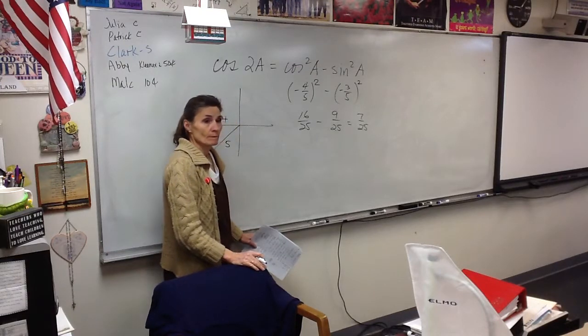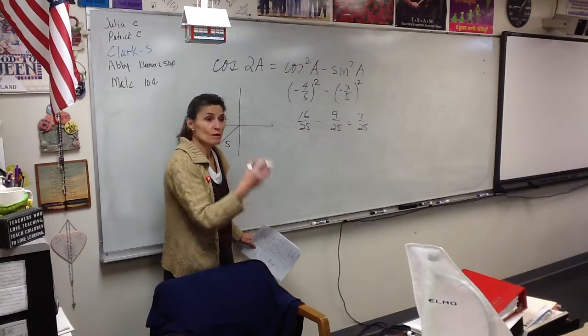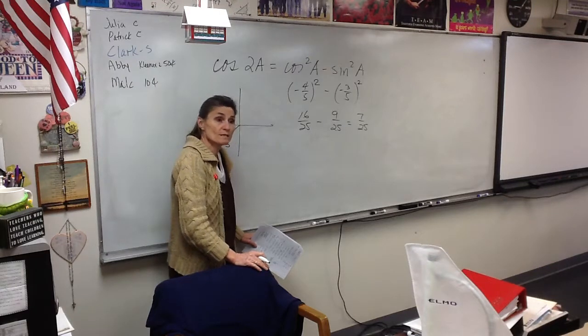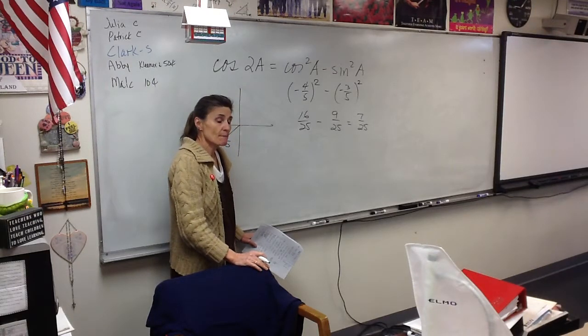We can do it a different way, can't we? Right, you mean using a different identity? Yeah, because this is the one you have choices on. So you could do 2 cosine squared minus 1 or 1 minus 2 sine squared. They'll give you the same answer.